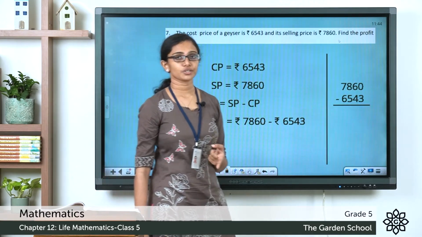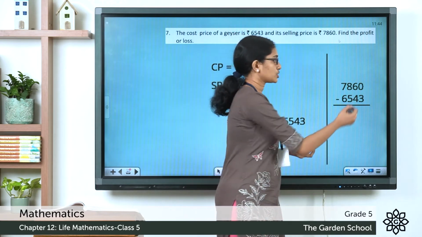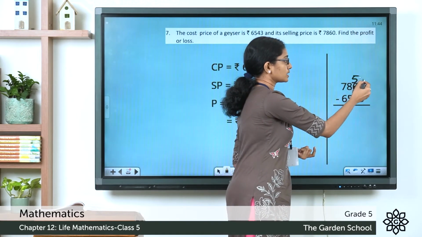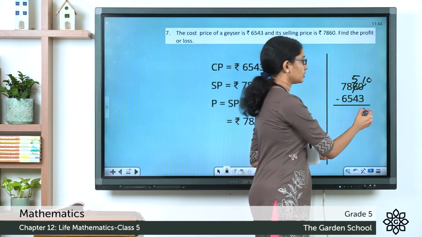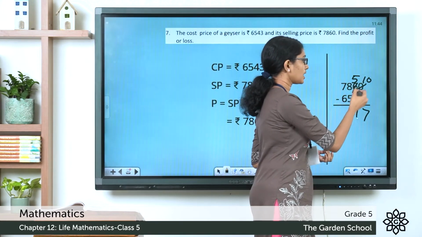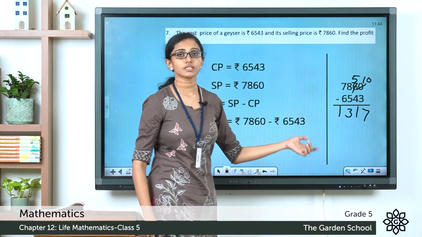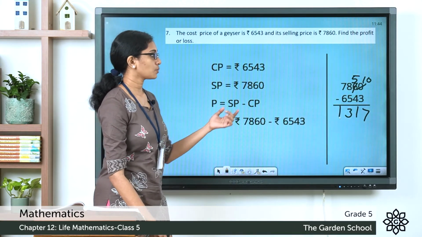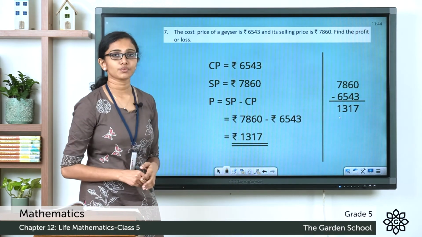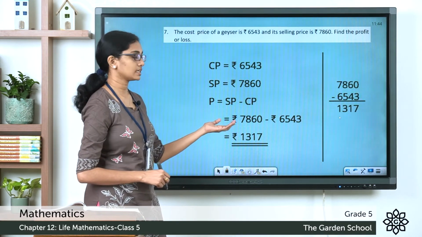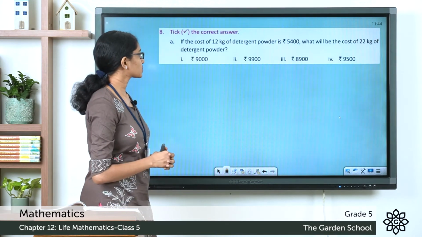So doing the calculation, in the working column, here we have 0 minus 3. Let's borrow from the next place, making this 5, making this 10. So 10 minus 3, we have 7, 5 minus 4, 1, 8 minus 5, 3 and 7 minus 6 equals 1. So that is 1,317. So the profit is equal to rupees 1,317. So hope this is clear to you. Now let's see the next one.